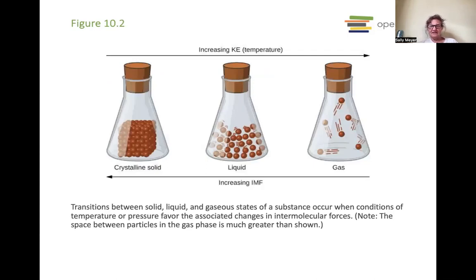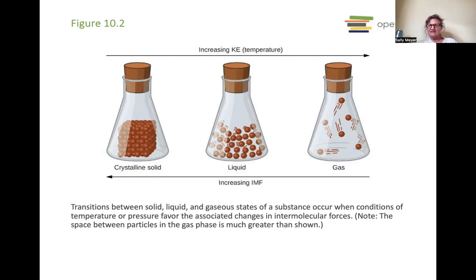A solid on the left does not fill the container. It's very different even than a liquid. A liquid will cover the bottom of the container, and then a gas will completely fill the container. So when you think about the structures of solids, liquids, and gases, they're very different.